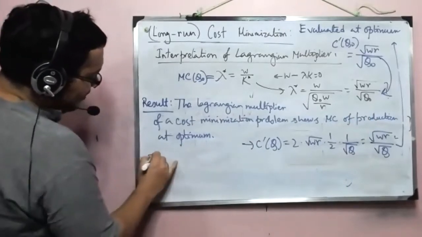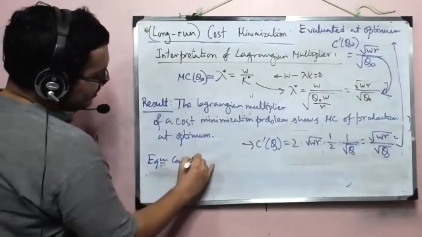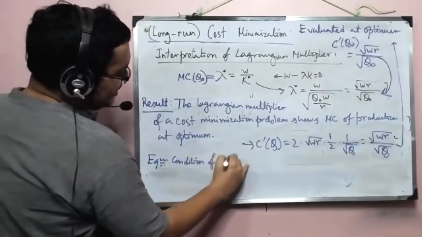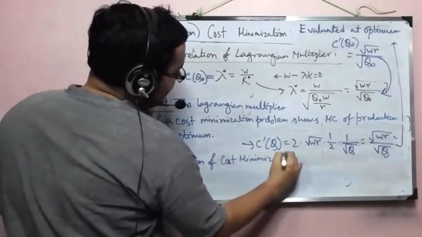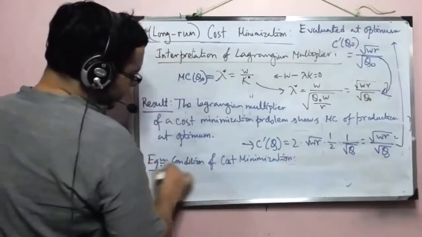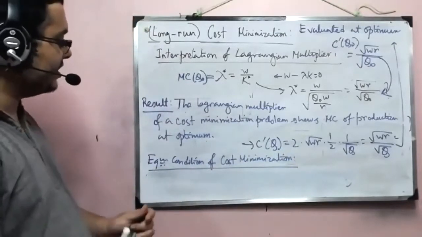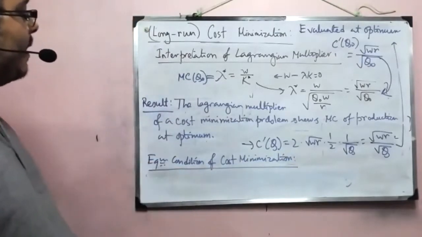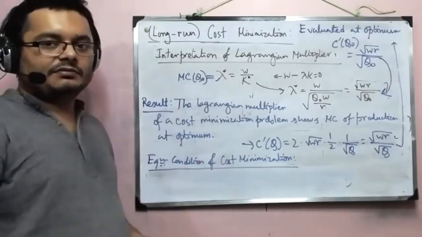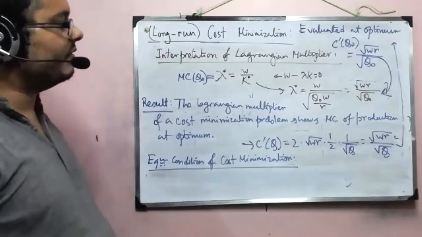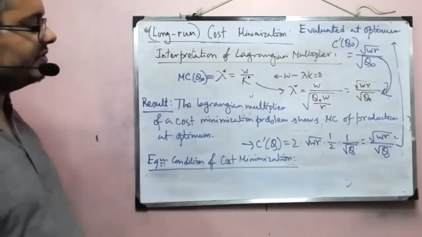Let's talk about the equilibrium condition of cost minimization in general. We have solved a specific problem, so basically we bypassed the general structure. All right, so we have seen that the diagram is just the same with different notations. The problem is also just the same with different notations.